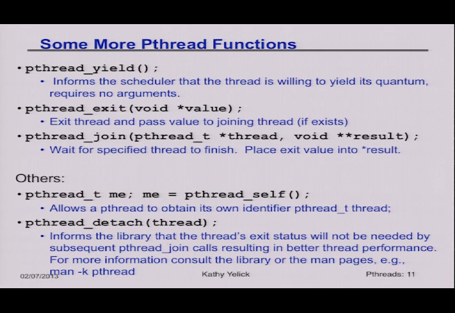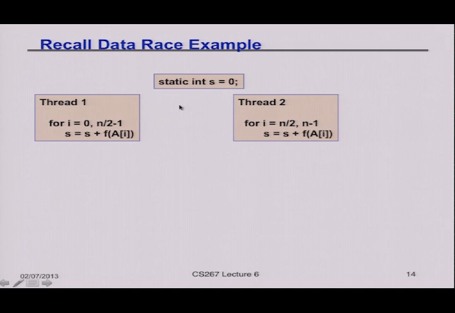So let me give an example of how you use all this stuff to deal with race conditions, because we've had this situation before. Let's go back and look at this example that we saw a couple of lectures ago. I want to compute the sum of n numbers, f of a sub 1, f of a sub 2, f of a sub 3, and I have two threads that are going to do that. And they want to accumulate the sum into this shared variable, s.